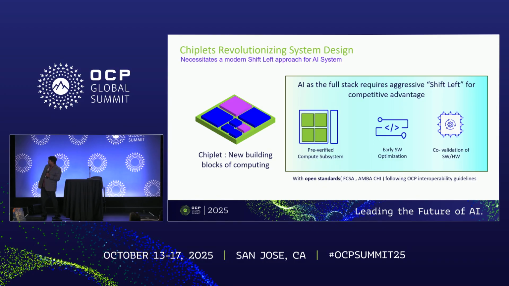Things get obsolete pretty soon. So what we need for that is three components. We need a pre-verified compute subsystem, early software optimization to be done on those, and of course, the combination of both, which is the co-validation of the software and hardware. Yes, these things are happening right now, but there are aspects that I'll be talking about that give some credence to this aggressive shift left. And of course, all of this is under the open standards of FCSA, which is our Foundation Chiplet System Architecture that we just released to OCP, the AMBA CHI, and it's all part of the OCP interoperability guidelines.